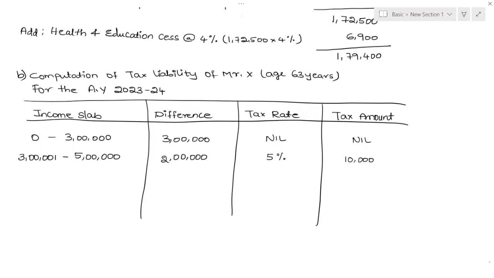Okay. Now 5 lakhs to 10 lakhs. How much? 20% is the rate of tax. And what is the difference? 5 lakhs rupees, 10 lakhs minus 5 lakhs. So 5 lakhs will come, or not? 5 lakhs into 20%, how much? 1 lakh will come in the tax amount.